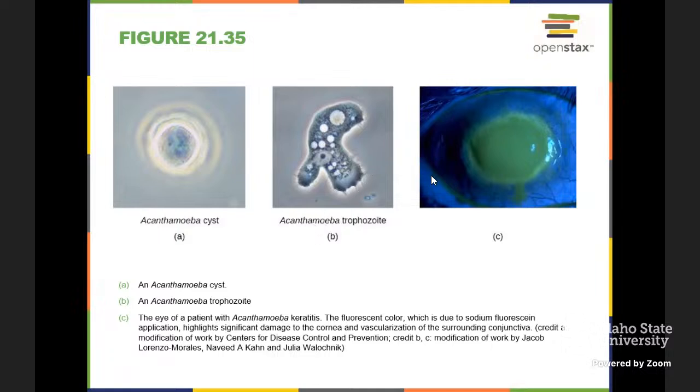So little spikes. And here, this is an individual who's had some sodium fluorescein dye added to the eye to basically test for the presence of acanthamoeba. And this is indicating that it is in there and basically causing destruction, potentially lending to blindness if not treated promptly.